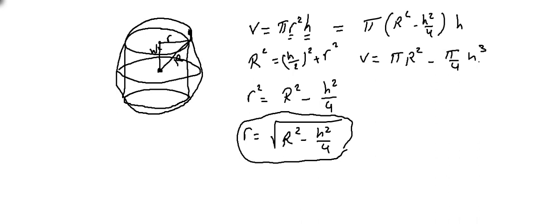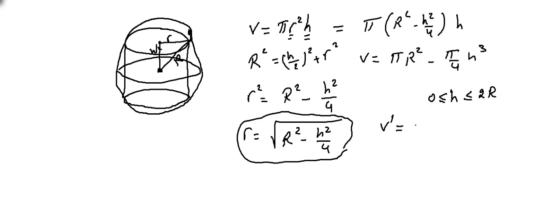The height of the cylinder will be for sure positive, and at maximum it will be the diameter of the sphere. That is the maximum value that can cover the diameter of the sphere. Otherwise it will be outside of the sphere. We need it to be inside the sphere, so 2 capital R. Okay, now let's find the derivative of this volume. What is the derivative of this volume?